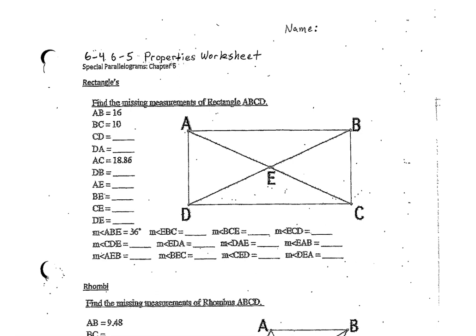All right, students, I'm going to give you a couple quick tips on how to complete this 6-4-6-5 Properties Worksheet. This assignment is really meant to get you to understand a lot of the relationships, like what sides are equal, what segments are equal, what angles are equal, what angles have to be 90, 180, whatever.